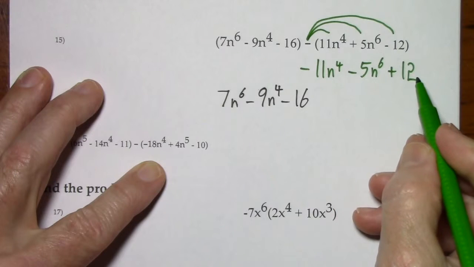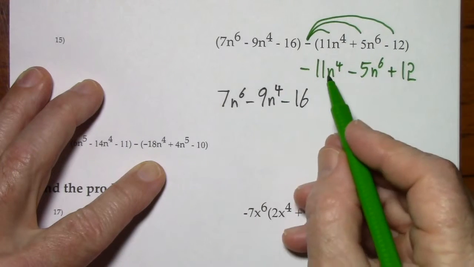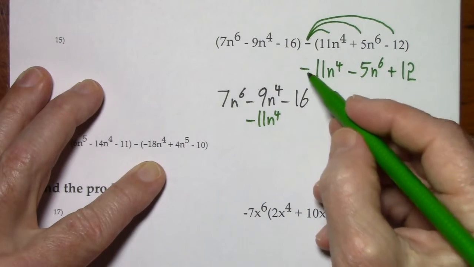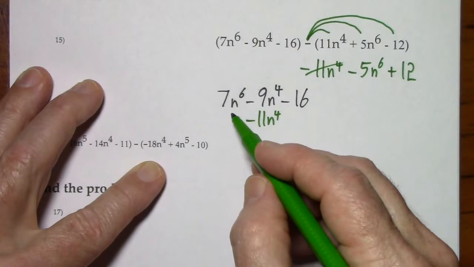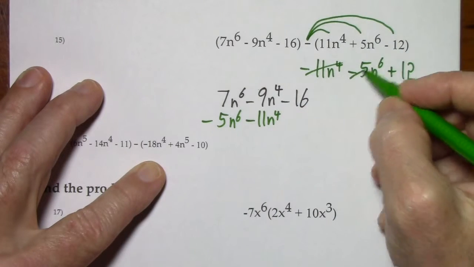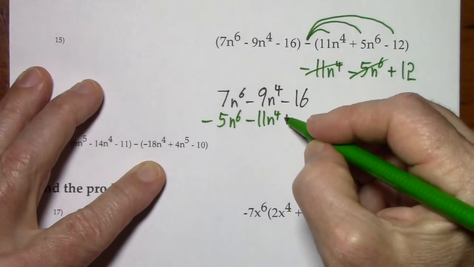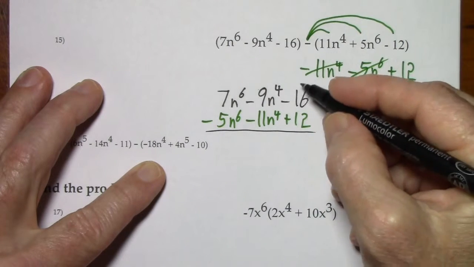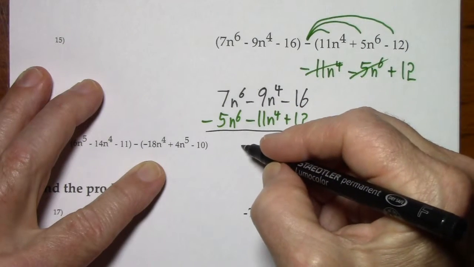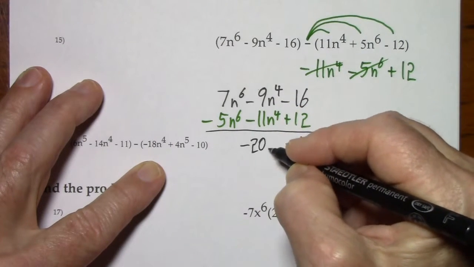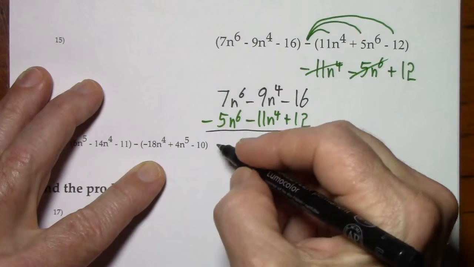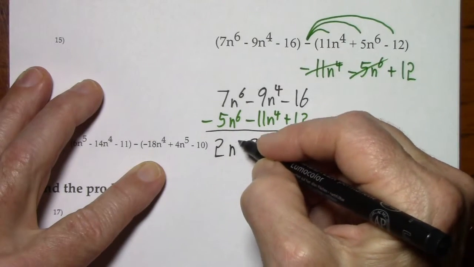so I'll just put each of these terms underneath the like term, n to the fourth. So we have a negative 11n to the fourth. That's taken care of. Negative 5n to the sixth will go right here. That's taken care of. And finally this 12. So that leaves us with a negative 4. Signs are the same. We add and keep the sign. That's 20n to the fourth. And here the signs are different. We'll subtract. We get 2n to the sixth.